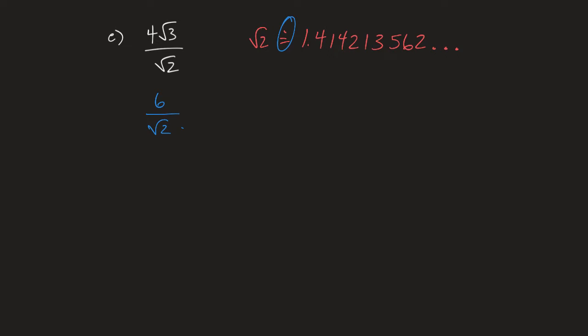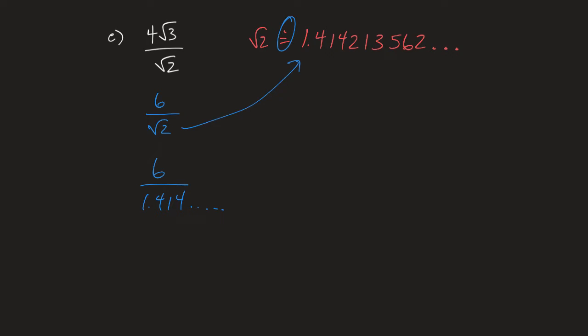If root 2 is approximately 1.4142 and so on, then what that question says is take 6 and break it up into 1.414 and so on groups. And I hope that you can see that that doesn't make any sense. I can't take 6 and break it up into an irrational number of groups.